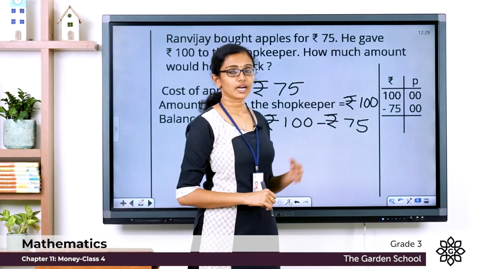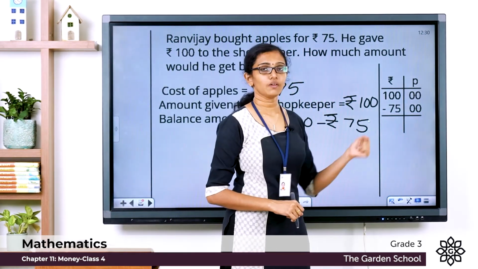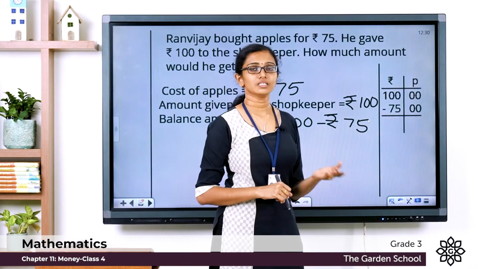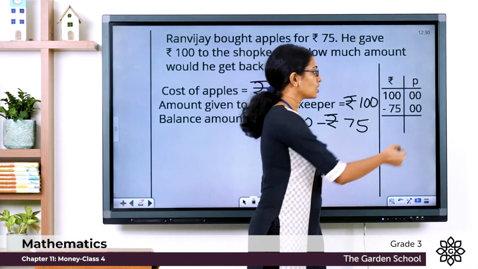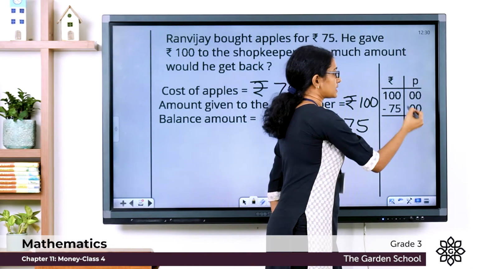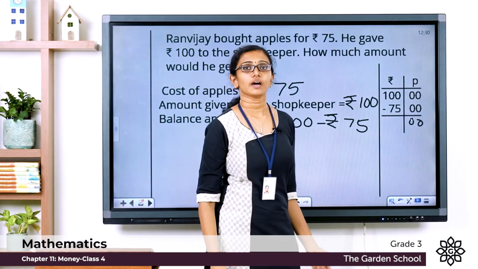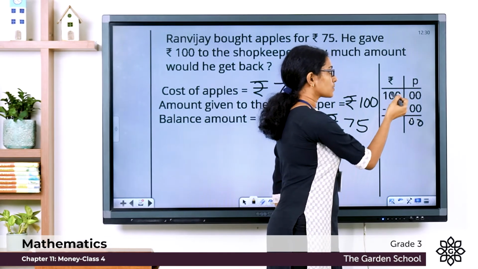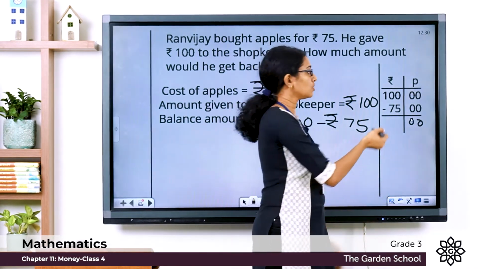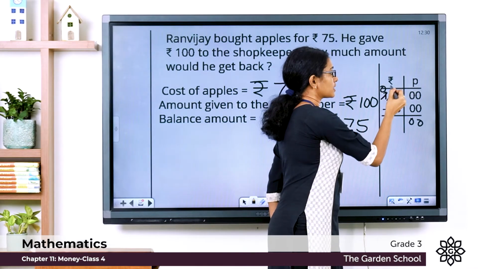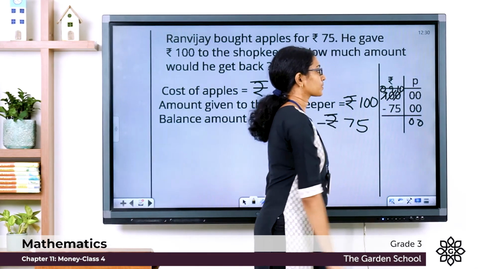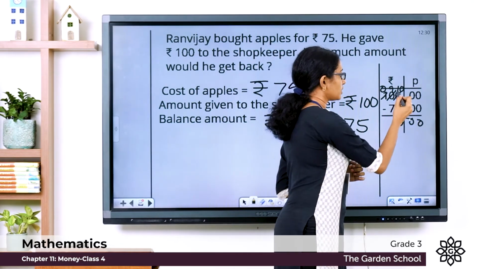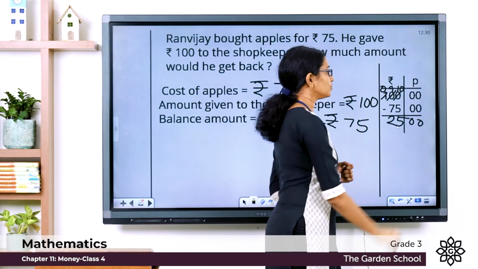Let's do the subtraction in the working column. Here we have 100 rupees minus 75 rupees. In the paise column, it is 0 paise in both the cases. So here 0 paise itself, and 100 minus 75 in the rupee column. Here we cannot do 0 minus 5, so we have to borrow. There also it is 0. So this becomes 0, here it becomes 9 and here it becomes 10. Now 10 minus 5 is equal to 5. 9 minus 7 is equal to 2.